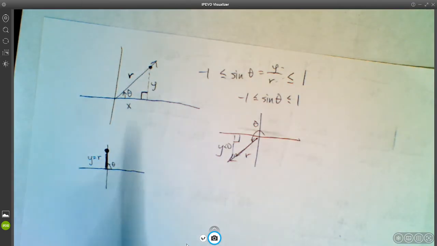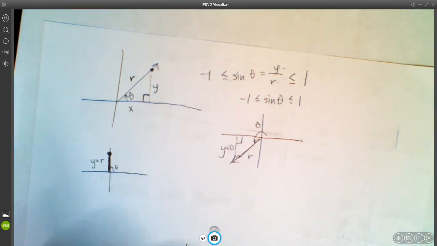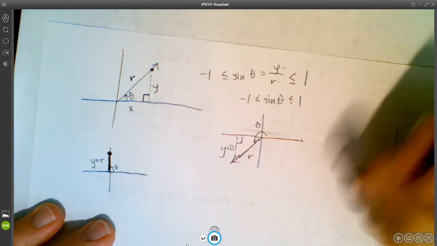Same thing goes for cosine, okay? Cosine is x over r. The same thing does not hold for tangent and cotangent, because tangent is y over x and cotangent is x over y. And you could have, you know, any value.